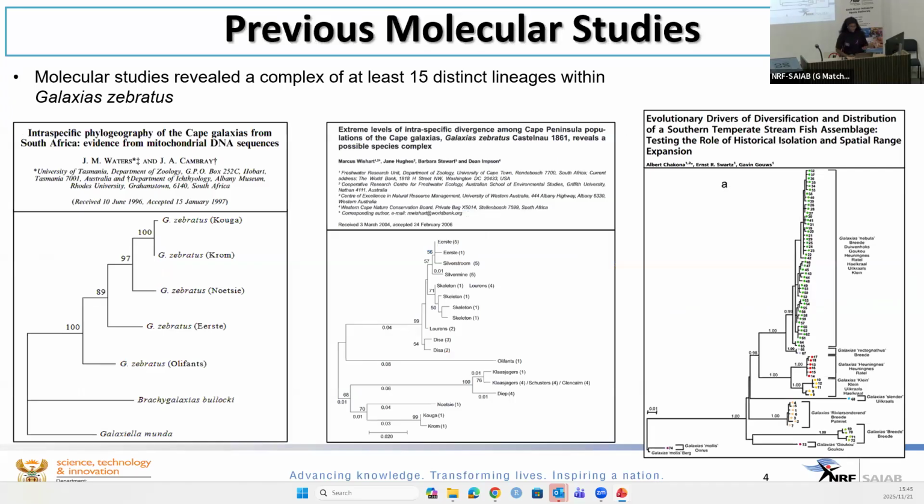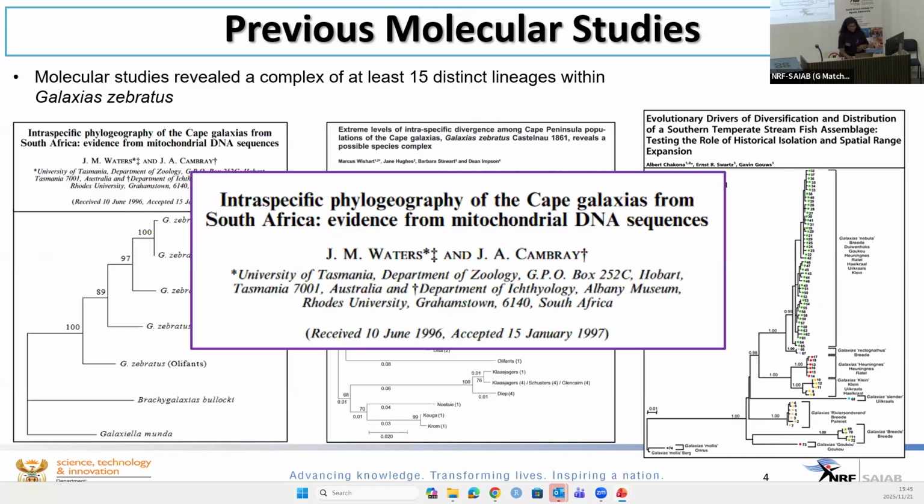However, the introduction of molecular studies has revealed that there are at least 15 distinct lineages within this single widely distributed species. It has been known since the first publication by Waters and Cambray in 1997 that there is undocumented diversity within the Cape Galaxias, but there has not been a morphological diagnosis provided to link up the different lineages.